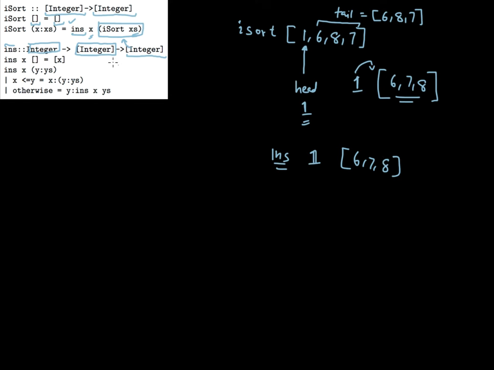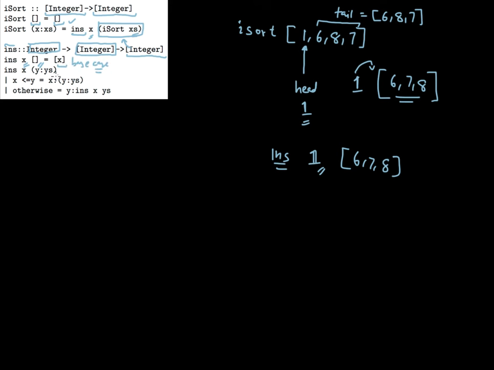Okay, so how do I do that now? If I have X by itself, which is this 1 there, and I have an empty list, how am I going to insert X in the empty list? It's just basically the item itself in the list. That's my base case.